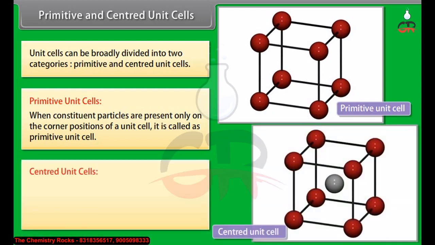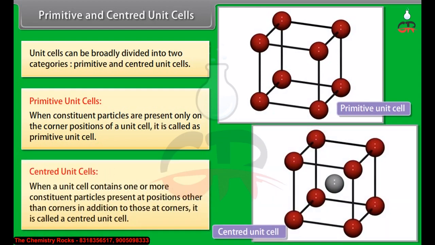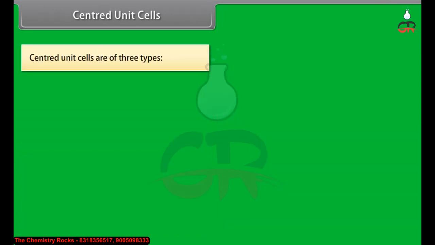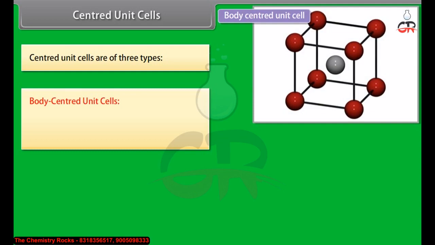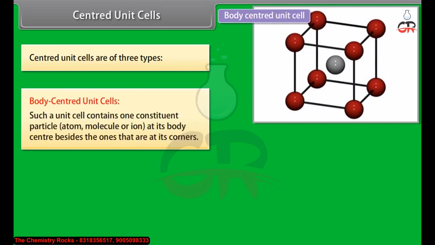B. Centered unit cells. When a unit cell contains 1 or more constituent particles present at positions other than corners in addition to those at corners, it is called a centered unit cell. Centered unit cells are of 3 types. 1. Body-centered unit cells. Such a unit cell contains 1 constituent particle, atom, molecule, or ion, at its body center besides the ones that are at its corners.